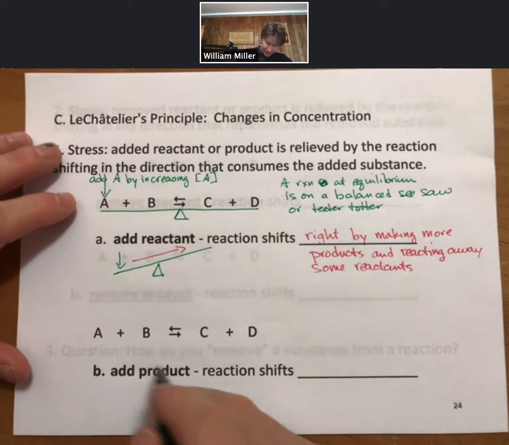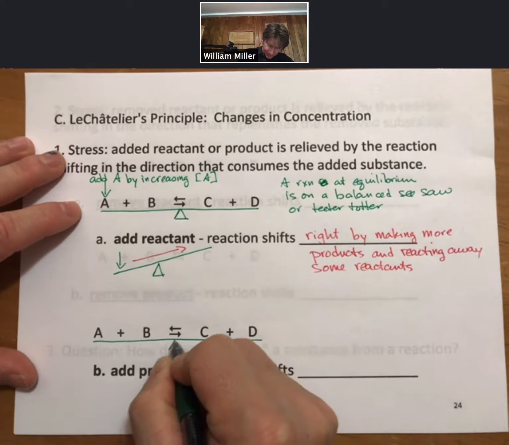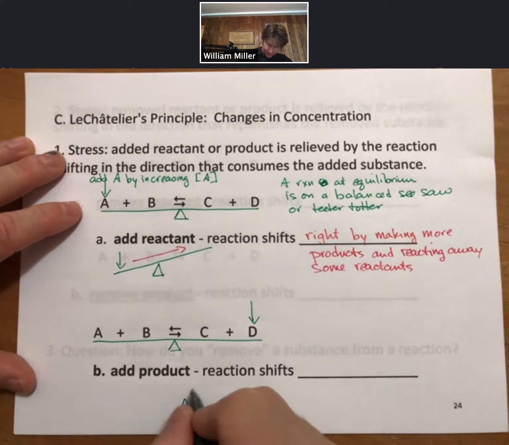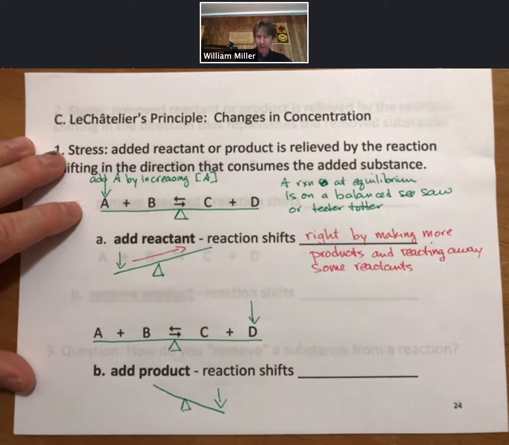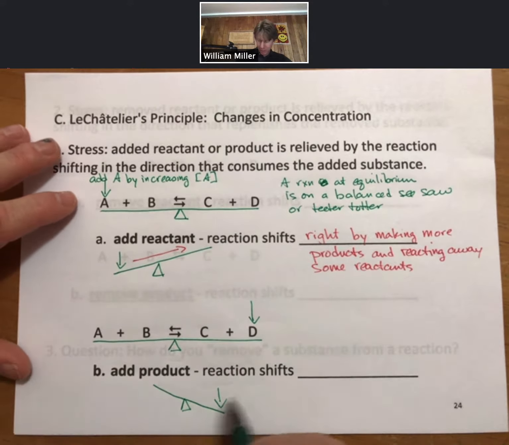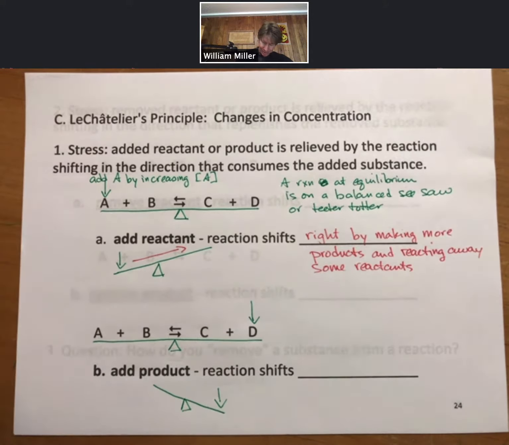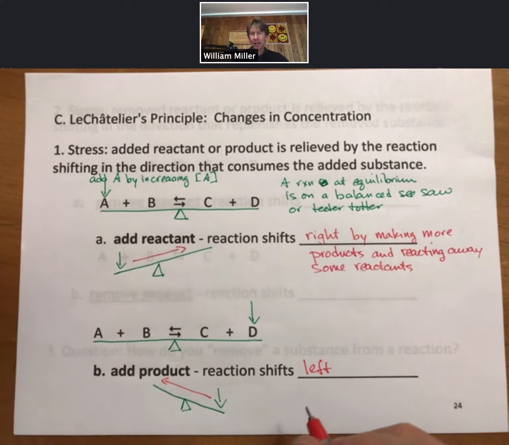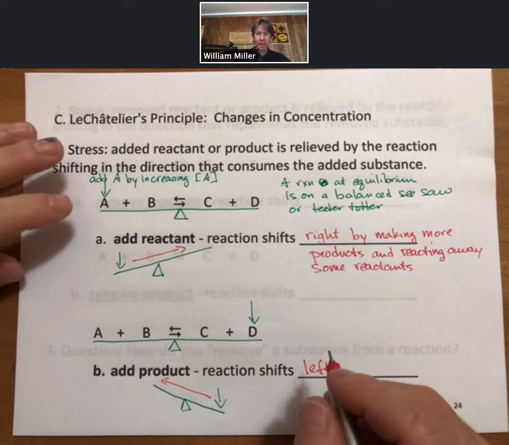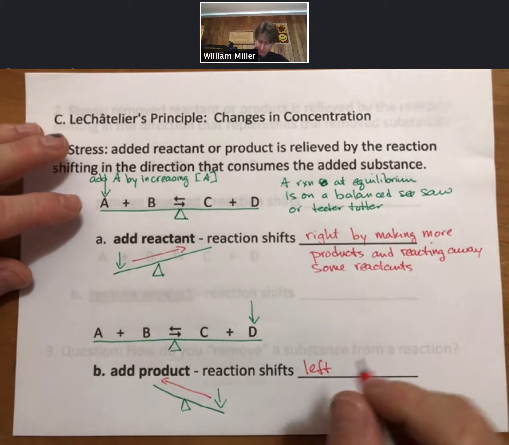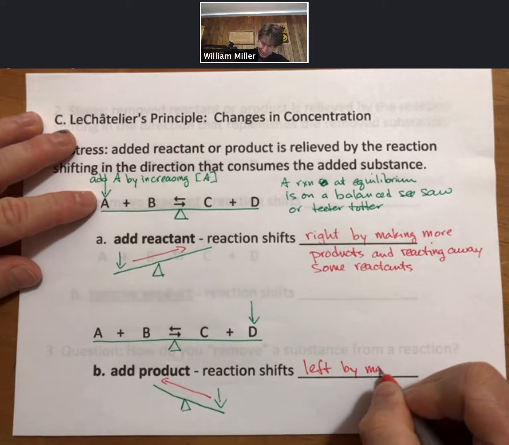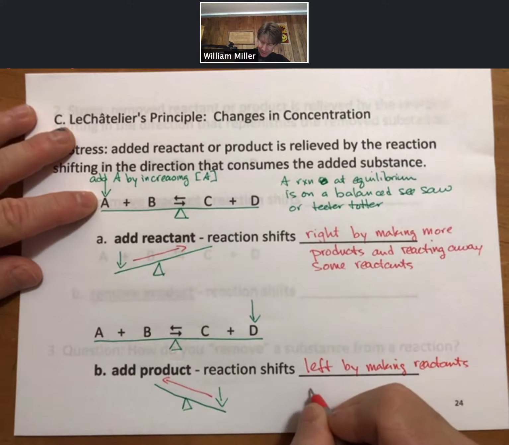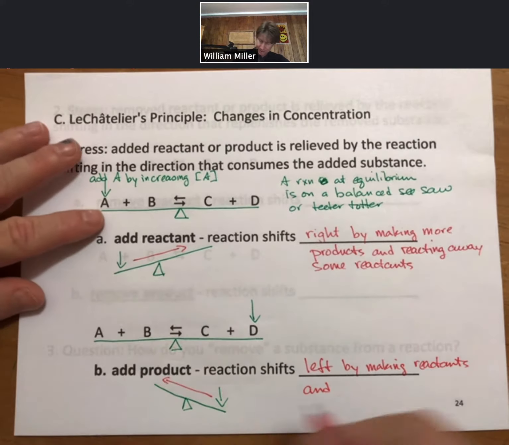Now, likewise, if we add product, the seesaw is tipped heavily towards the product side. The reaction has to shift left by doing the reverse reaction, by taking some products, or let's say this, by making reactants and reacting away products.